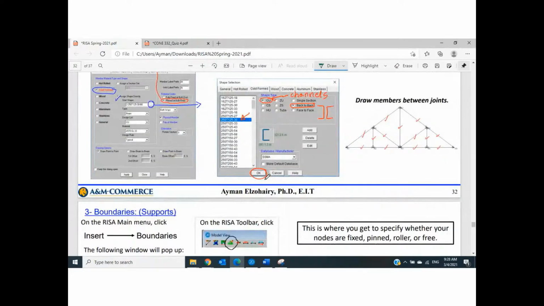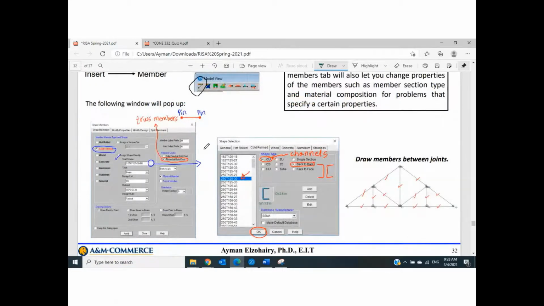Please, if you have this note printed, please don't forget this option. Before starting to draw your members, you have to select bend at both ends. Why? Because this option means you are drawing truss members. If you didn't choose this option, believe me, you are drawing frame members.